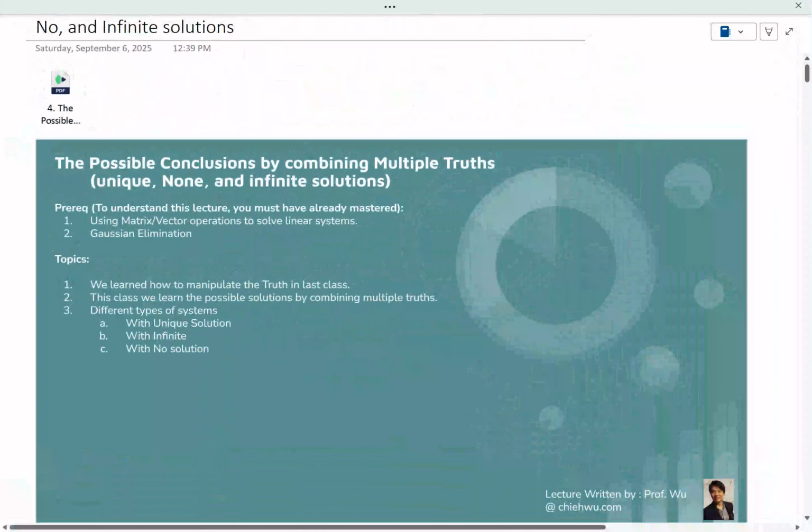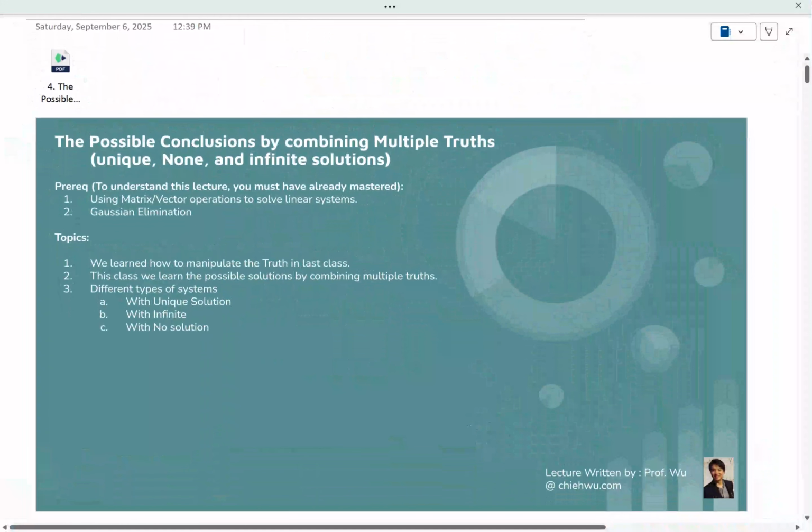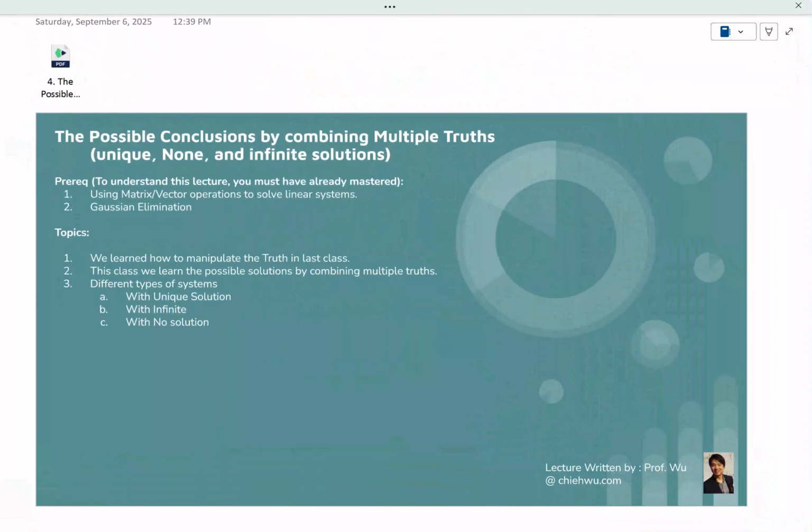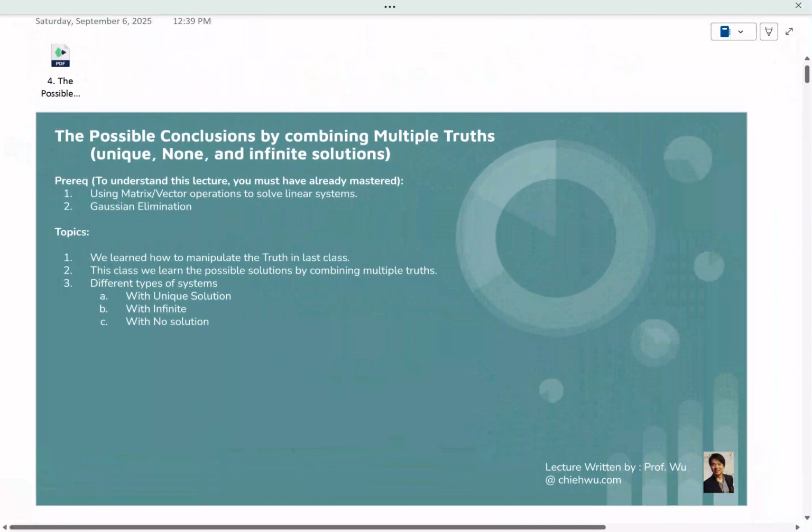Well, hello. Welcome back. This is a lecture on a continuation of the foundation of data science, or the mathematics of data science and machine learning. In the previous lecture we talked about Gaussian elimination. In this lecture, we're talking about the possible conclusions by combining multiple truths. Basically, a continuation of the Gaussian elimination that we did.